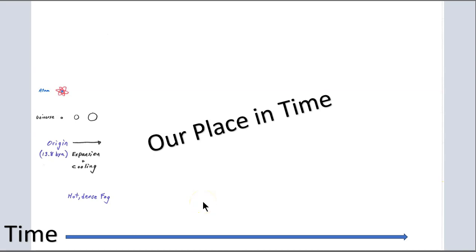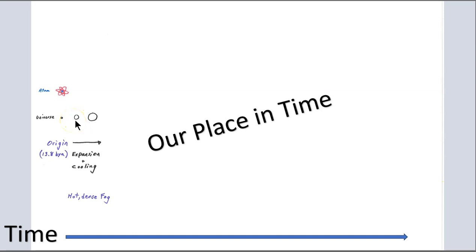In this lesson, we'll examine our place in time. Given the expansion rate of our universe today, scientists estimate that our universe is about 13.8 billion years old. Well, back near the beginning, the entire universe was in a volume of space smaller than an atom. And then something amazing happened. It began to expand rapidly.